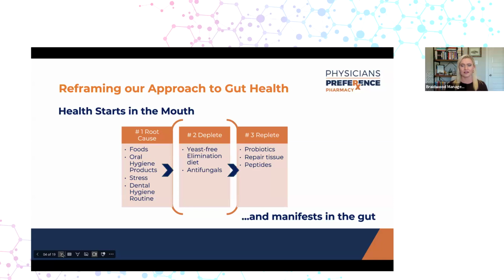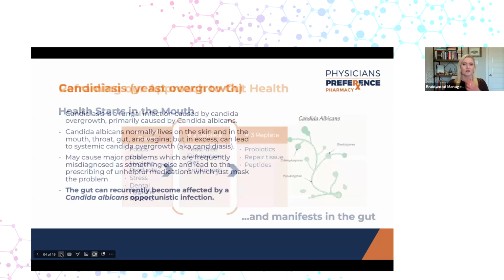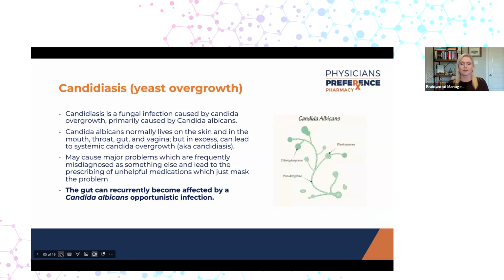So there are many things that we can do to affect the gut. It's a very resilient system, but we'll focus on probiotics, also how to repair the tissue, and we'll do some of that with peptides as well. So first, I just want to cover what candidiasis is. Candidiasis is a fancy way of saying yeast overgrowth, but with Candida albicans. It is a fungal infection caused by Candida overgrowth, primarily caused by Candida albicans.